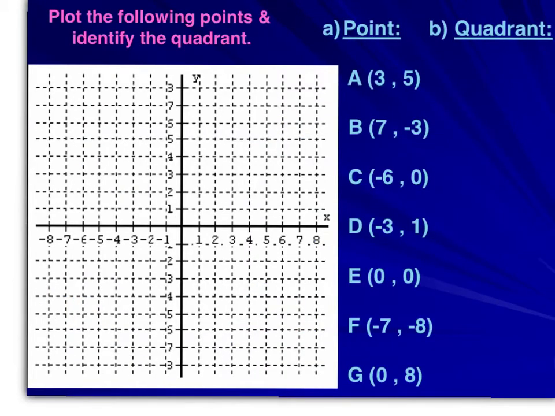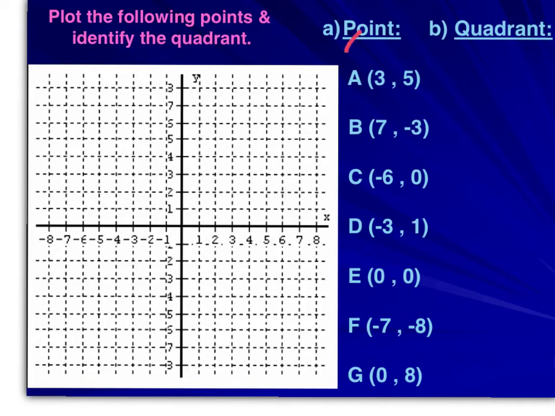So the final activity in our review of the coordinate plane consists of plotting points. And so you'll see here that the directions ask us to plot the following points and identify the quadrant. Okay, so we have this list of points. We're going to first plot them on the graph, and then we'll talk about what quadrant each point falls in. Okay, so the first point, point A, is 3, 5.